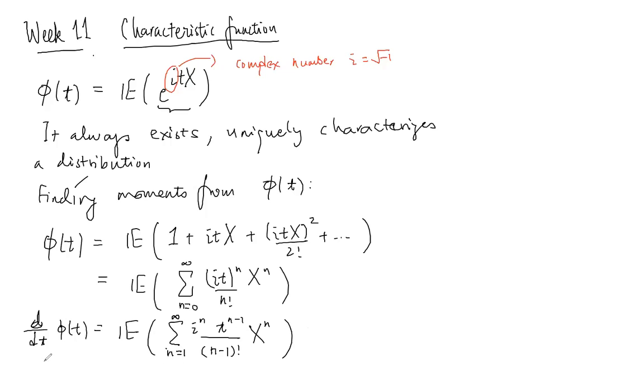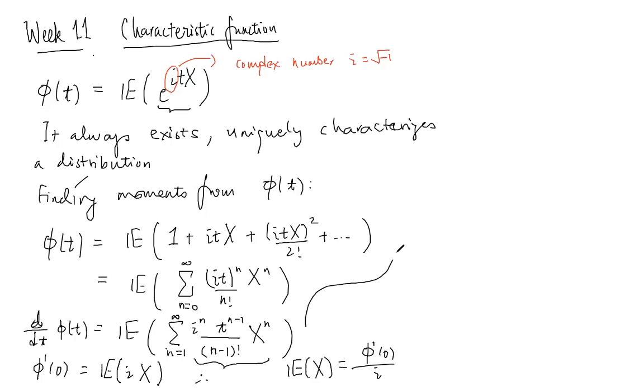And therefore, if you substitute t equals 0, what's going to happen is that the first term here is basically just i to the power of n, so it's i times X to the power of 1. The rest of them will become 0 because they involve t, and your t is set to 0. So then you can find your expectation of X as the derivative at 0 divided by i.